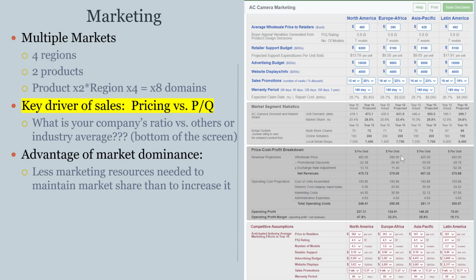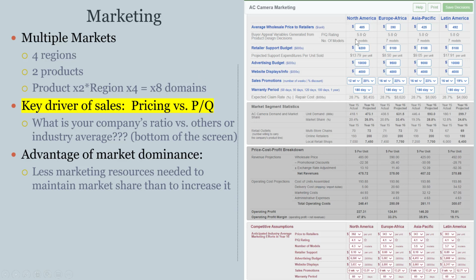And at the bottom right hand side of the screen, you have your competitive assumptions, and what they mean there is the anticipated industry average. So you look at your price, $485, versus the industry average, which is $392. Your PQ, 5.8 versus 4.1. So your PQ and price are higher. And what you might want to do is calculate the exact ratio there. But if your PQ and price ratio is better, then you're going to sell more.